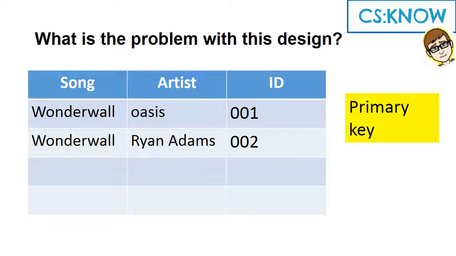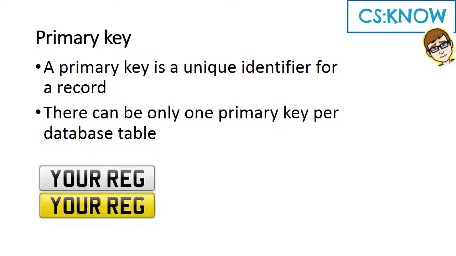What we have to do is put in an identifier that uniquely identifies each record. This is called a primary key. So now we've added a field called ID, and the ID number is unique for each record. So Oasis have a different number to Ryan Adams. The primary key is a unique identifier for each record. There can only be one primary key per database table. Think of it like a car registration. You haven't got two car plates of different numbers on them. Each number plate belongs to each car.